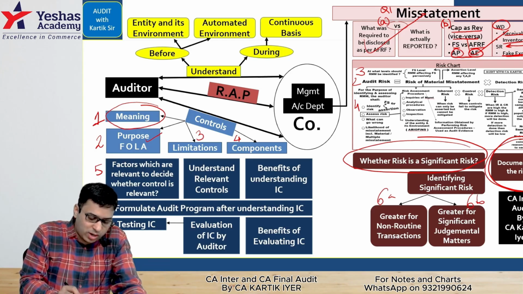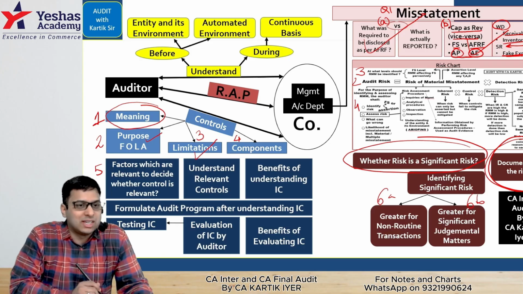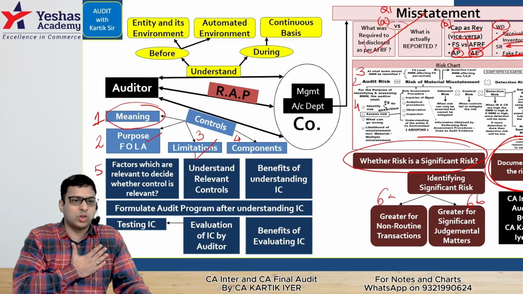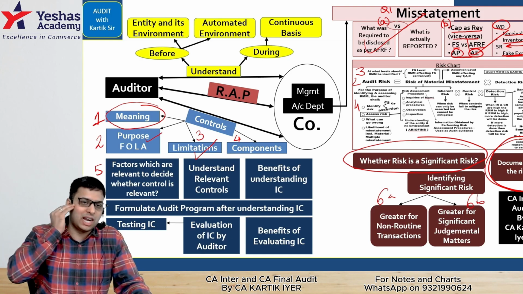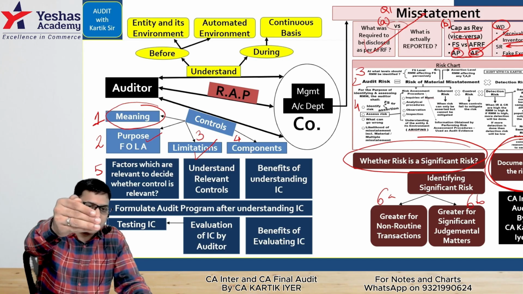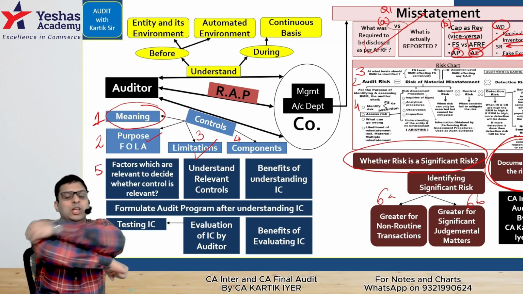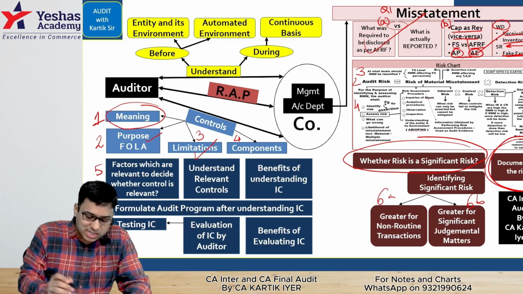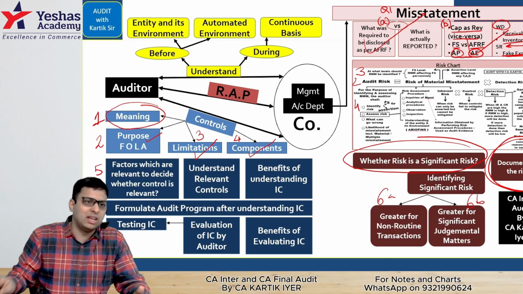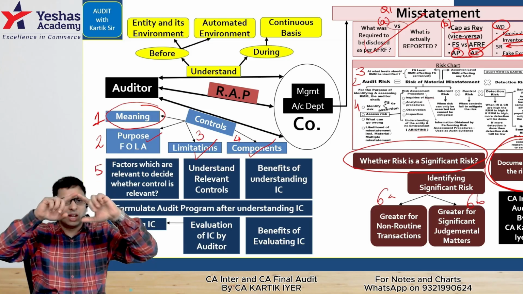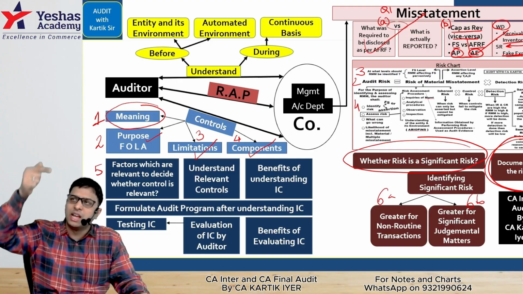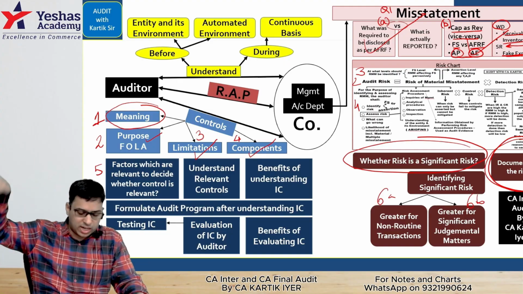Comfortable? Next is what are the limitations in controls? Go for it. Nice hand action. Start. Internal control can only provide you reasonable assurance, lack of understanding, human judgment, management judgment, small entities, collusion. Next is what are the components of internal control? We just did it. We'll do it once again. Tell me: control environment, control activities, risk assessment, correct? Information and communication, monitoring.